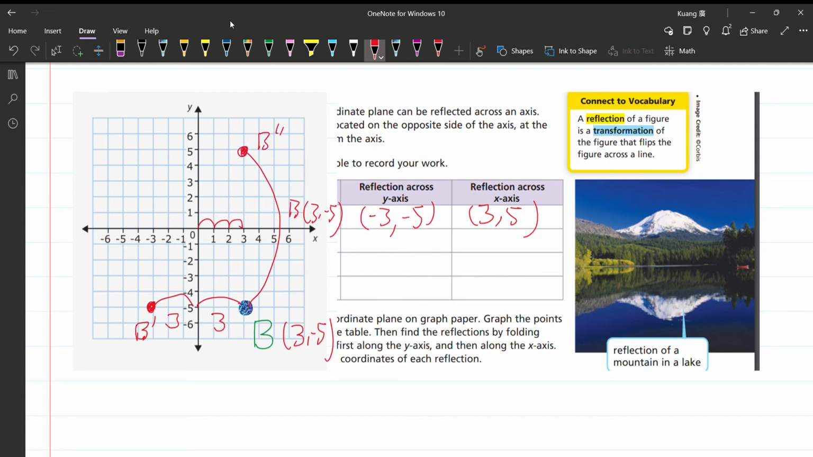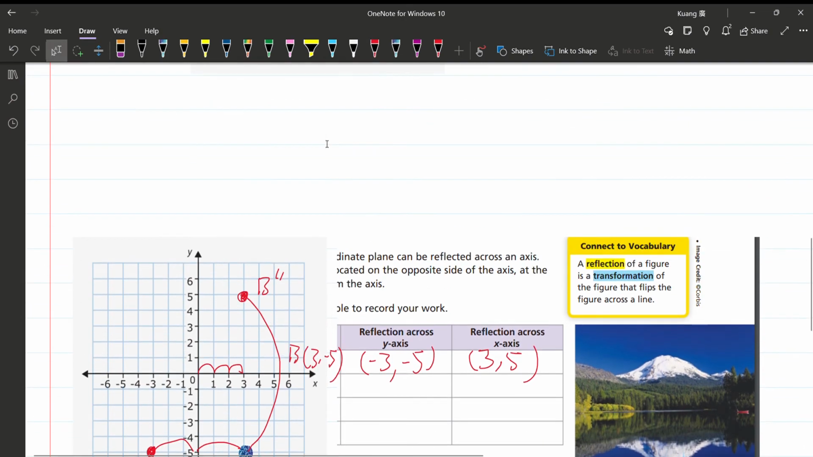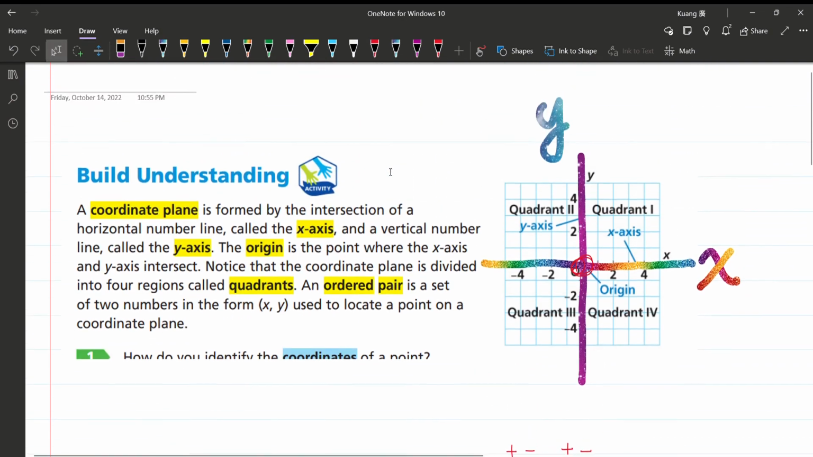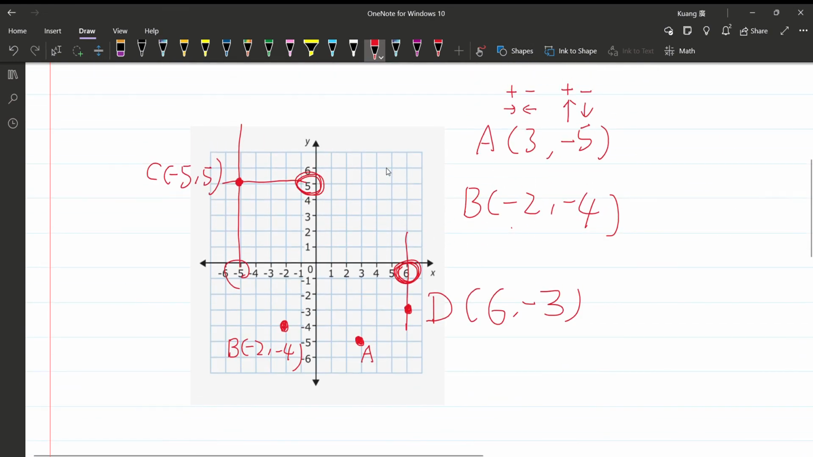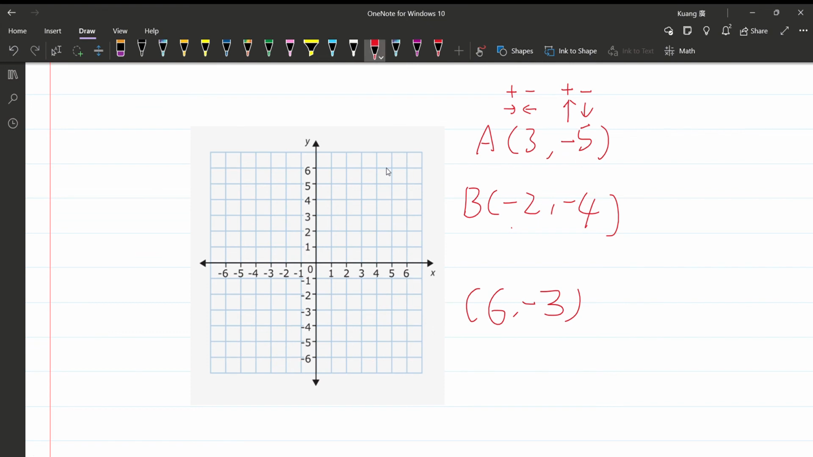That's it. Okay, another thing I want to emphasize is the quadrants. For every point in quadrant 1, the x-coordinate and y-coordinate are both positive. No matter where you are, as long as you are in quadrant 1, your x-coordinate is always positive and your y-coordinate is also positive. This is quadrant 1, so for quadrant 1 we say positive, positive.